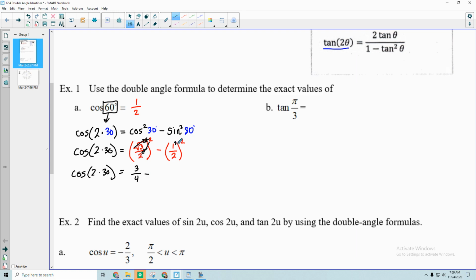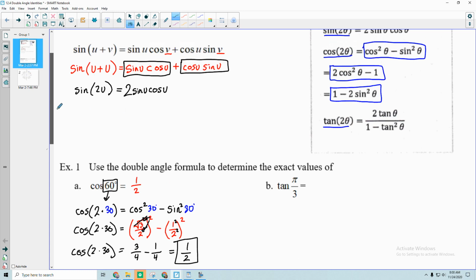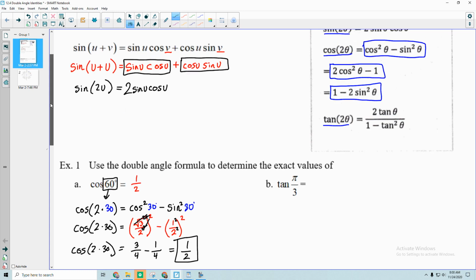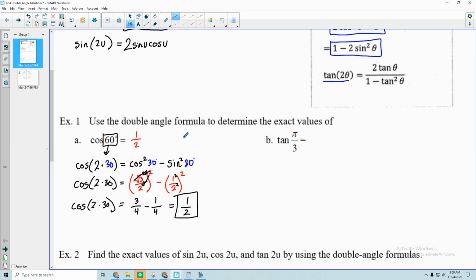And then here, if I'm distributing it here, I would have, well, 1 times 1 is 1, and then 2 squared is 4, okay? So 3/4 minus 1/4 gives me 1/2, which is what I was expecting to get anyways, right? So there's my answer of 1/2, just walking you through how you would use one of those double angle identities to get that same answer, okay?